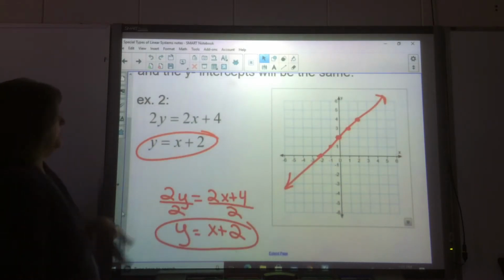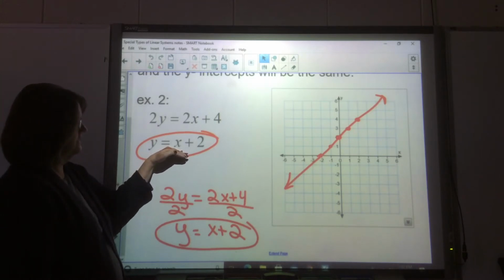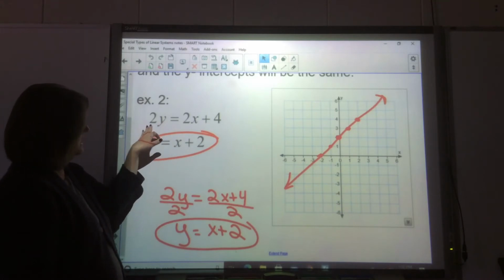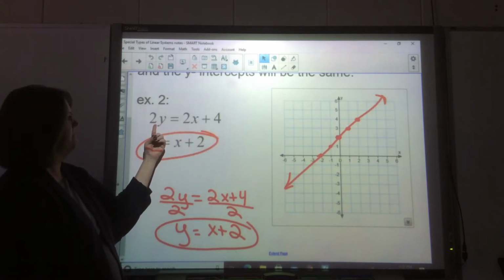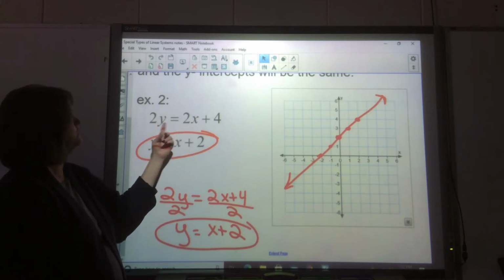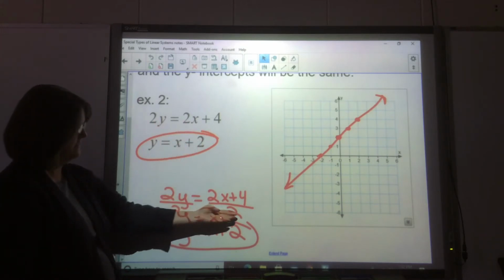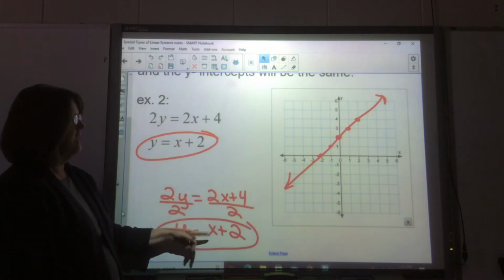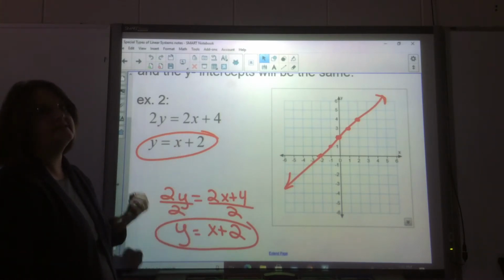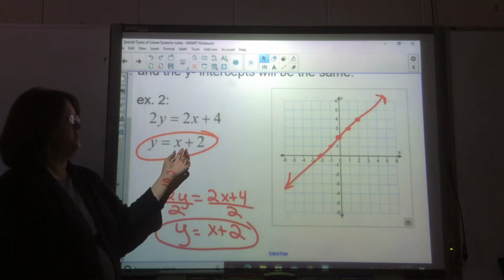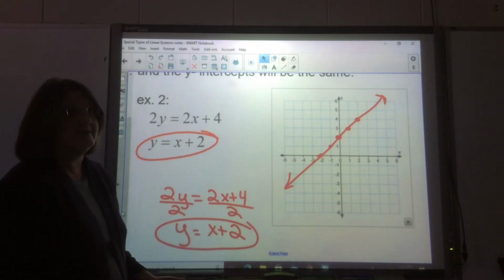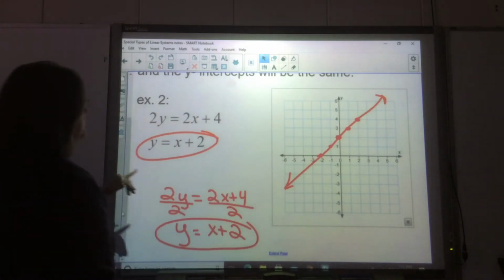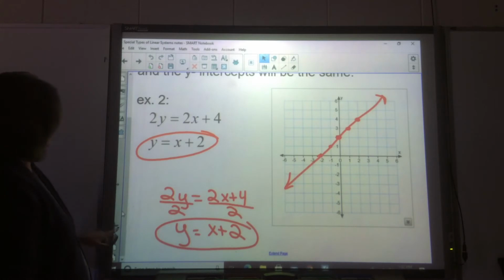So if we look at this equation here, it is y equals x plus 2. If we take the first equation and put it in y equals format, we're going to have to divide through by 2 to make this y equals. When we divide through by 2, you'll see that you get the exact same graph. These are going to have infinitely many solutions. Every solution that is on this graph is also on this one because they are indeed the same line. So this has infinitely many solutions. Their slope and their y-intercept will be the same.